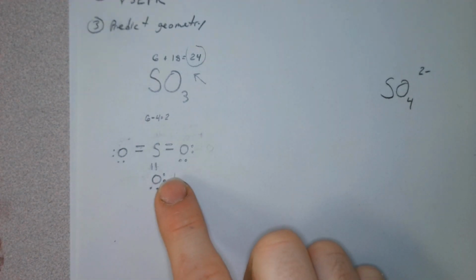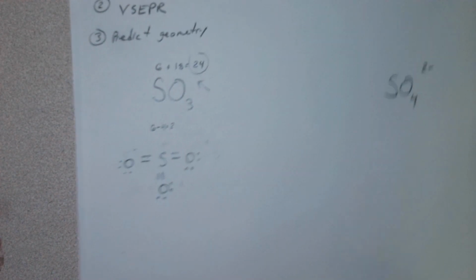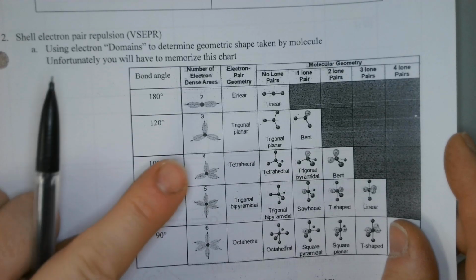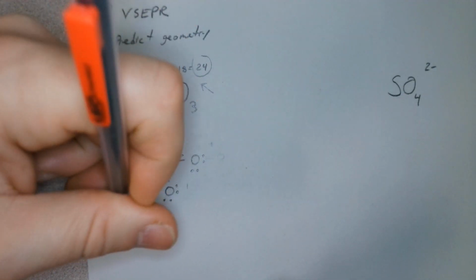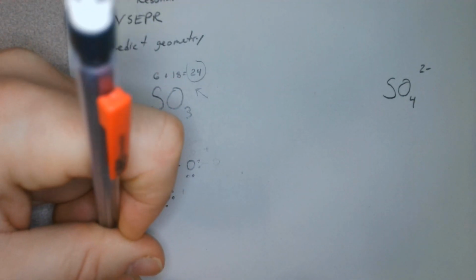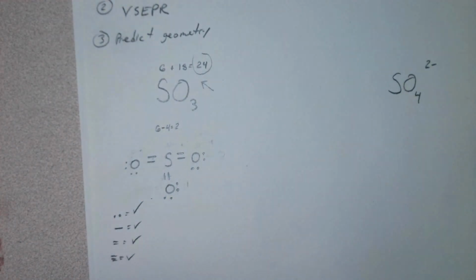I'm going to count what's called electron domains or electron dense regions around the central atom, and I can refer to this chart. Unfortunately, you're going to have to memorize this. It won't be pretty, but it's not that difficult. A domain or electron dense region could represent a number of things. A lone pair of electrons? Check. A single bond? Check. A double bond? Yes. And a triple bond. All of those represent electron dense regions or domains.